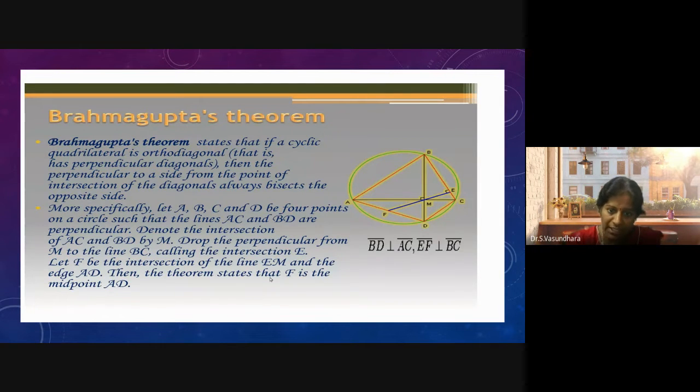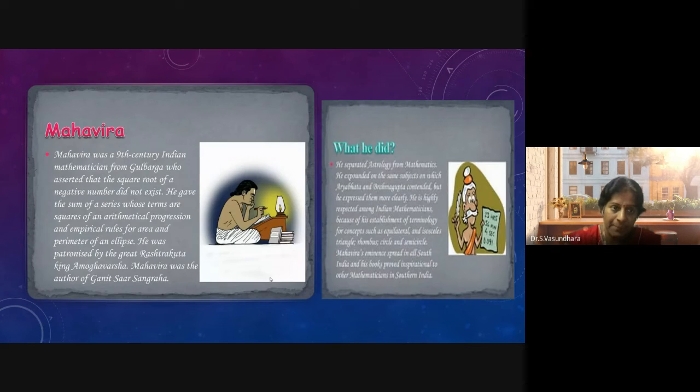More specifically, suppose we have these 4 points on a circle such that the lines AC and BD are perpendicular, intersecting at a point, say M. Drop the perpendicular from M to BC, calling the intersection E. Let F be the intersection of the line EM and the edge AD. Then this theorem states that F is the midpoint of AD.